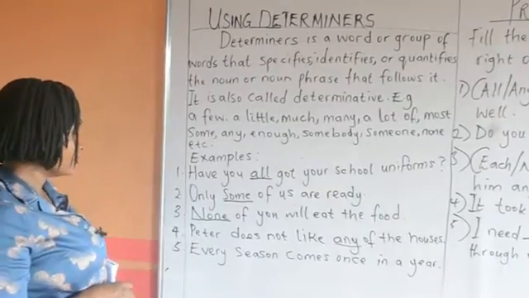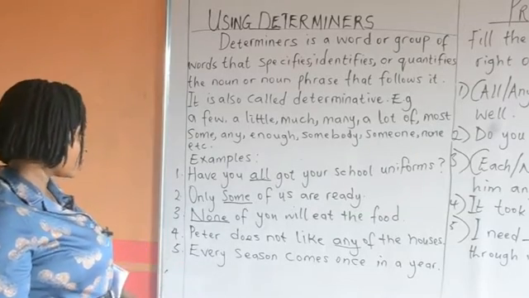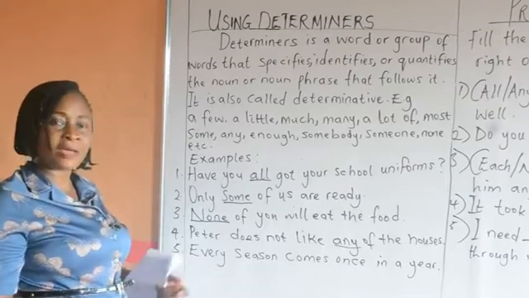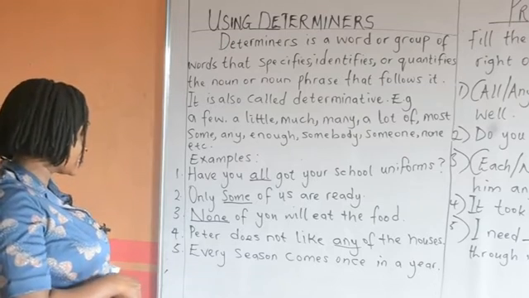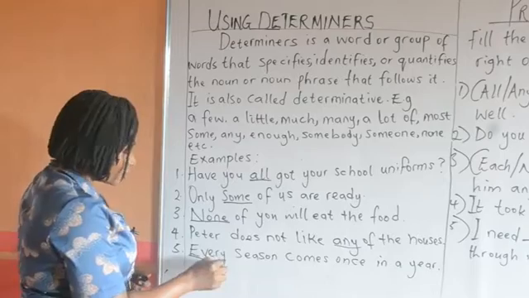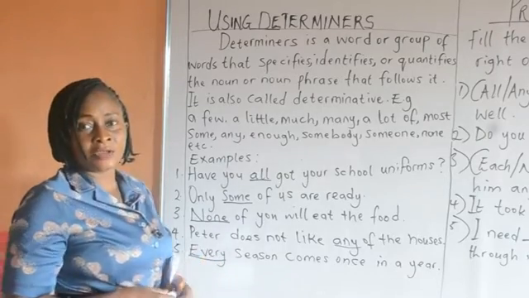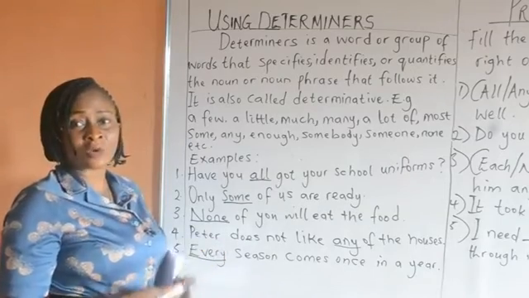Number 5. Every season comes once in a year. Every season comes once in a year. What do you think is the determinant there? The determinant in this sentence is the word every. So you see, it's quite simple, and you come across these words in your sentences every day, but you don't know what it actually is.